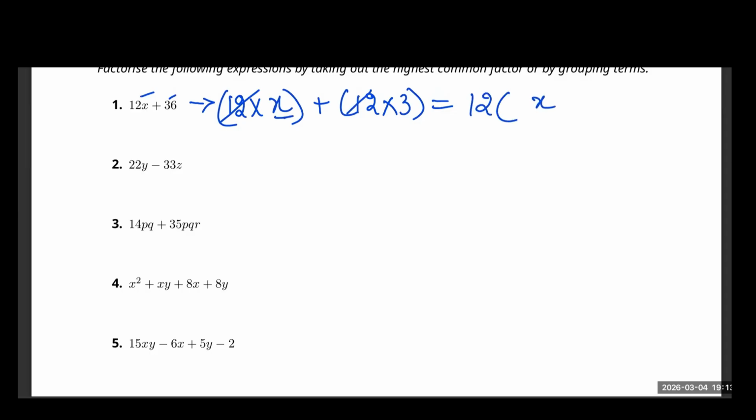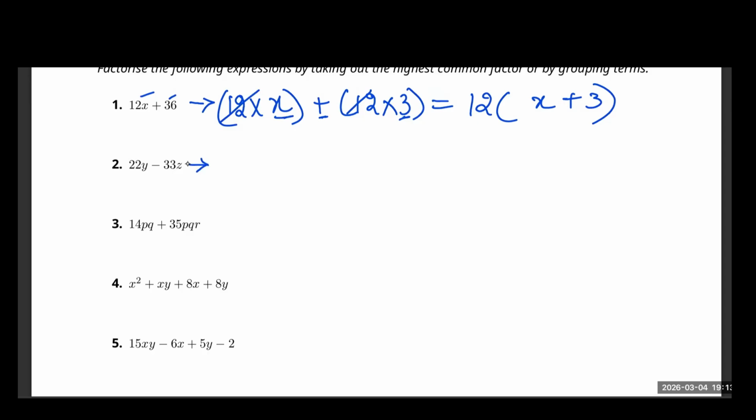What is the HCF of 12 and 36? It will be 12 only, right? Because 36 and 12, both of them go in the 12 table. So the HCF of 36 and 12 is 12. So take 12 common then. We can write 12x plus 36 as 12 into x plus 12 into 3, because 12 times 3 is 36. Now, taking out 12 common, what will be left over? x plus 3.